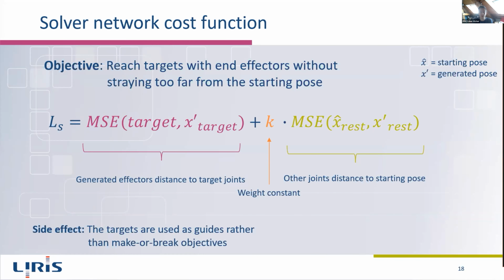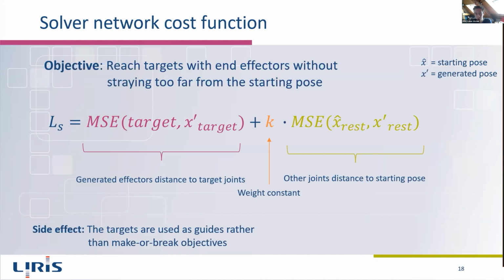For the solver network's cost function, it is trained to minimize a custom loss, which is designed to reflect its high-level objective. So we want the resulting pose to reach the targets, but we also want it to be similar to the input, because the resulting pose still needs to be close to the input one, otherwise it wouldn't work. So to reflect that, our loss function is composed of two terms.